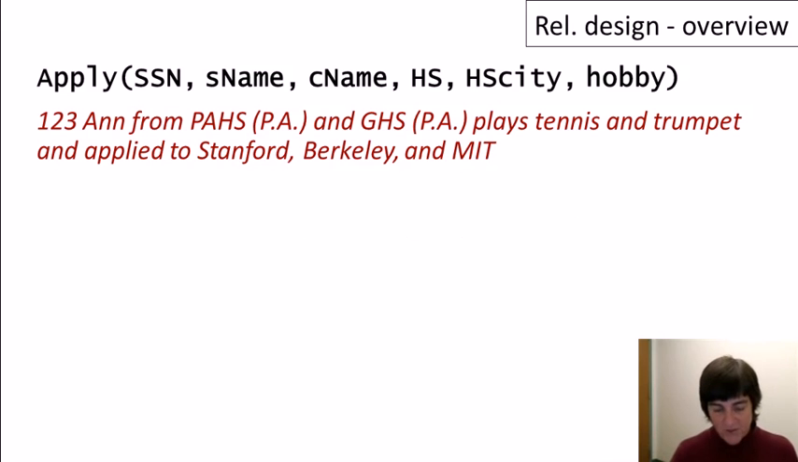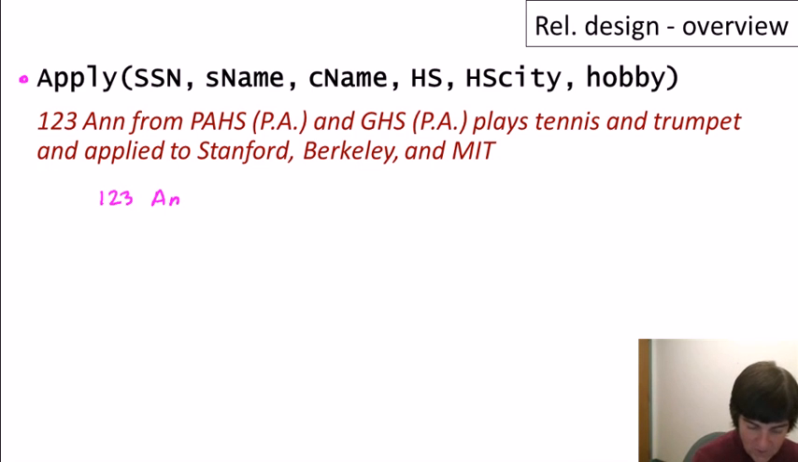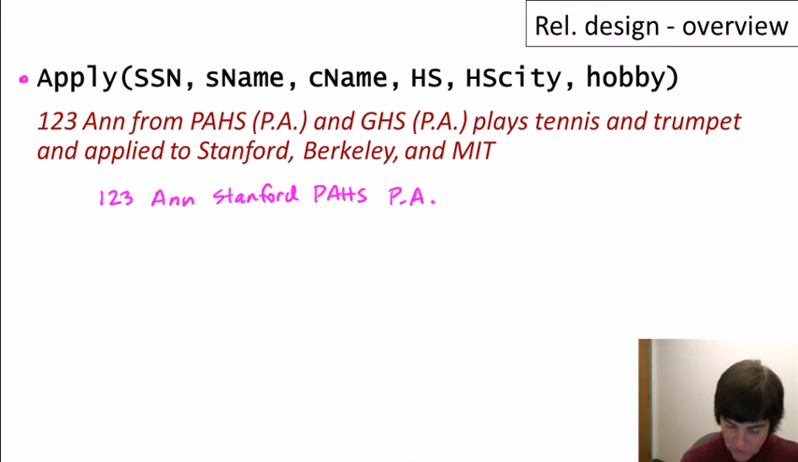Let's suppose that we have a student, Anne, with social security number 123. She went to two different high schools in Palo Alto. She plays tennis and the trumpet, and she's applying to Stanford, Berkeley, and MIT. So let's look at some of the tuples that we would be having in the Apply relation to represent this information about Anne. So we'll have 123, Anne, her name, she's applying to Stanford. She went to Palo Alto High School, and that's in Palo Alto. And one of her hobbies is tennis.